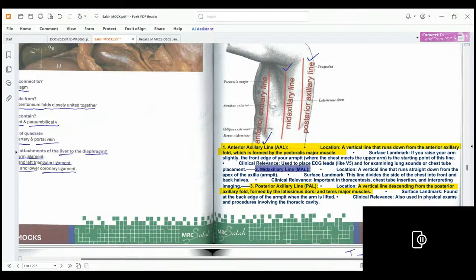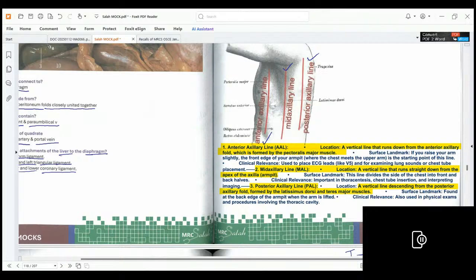Mid-axillary line is a vertical line that runs straight down from the apex of the axilla, and posterior axillary line is a vertical line descending from the posterior axillary fold, which is formed by the latissimus dorsi and teres major muscle. Latissimus dorsi, teres major. Okay. This is anterior axillary line, mid axillary line, and posterior axillary line.